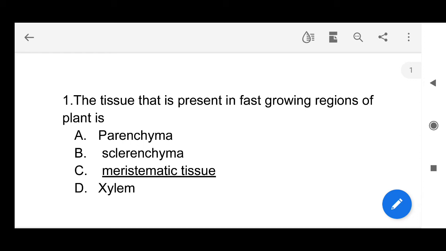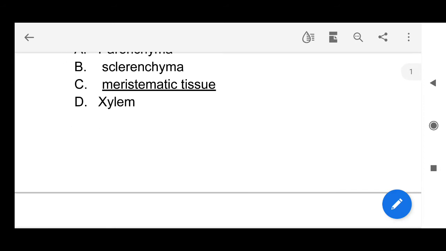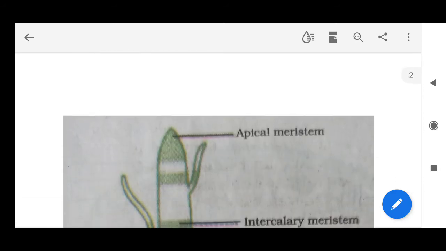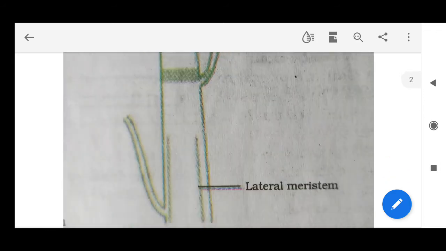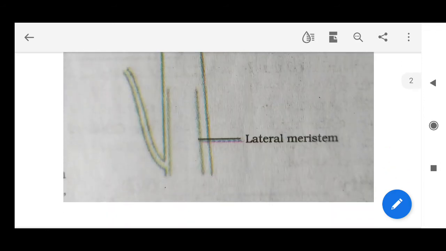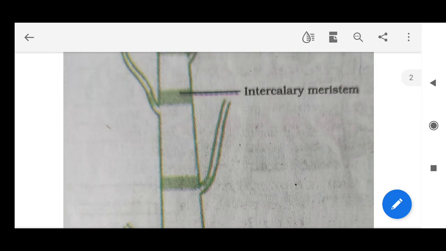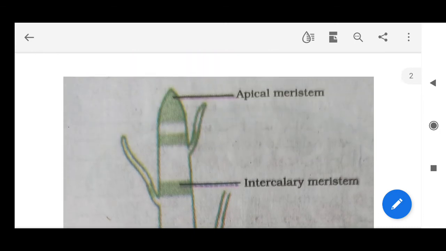meristematic tissue. So plant tissues are broadly classified into two types. One is meristematic tissue and the other is permanent tissue. So see here, meristematic tissue is located in three different regions, and those are known as apical meristem, intercalary meristem and lateral meristem. In this diagram, you can see three types of meristematic tissue.